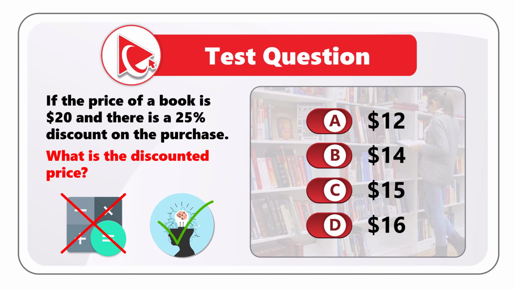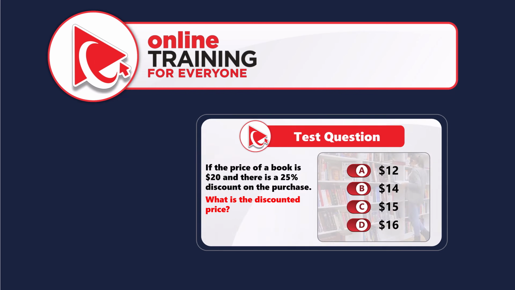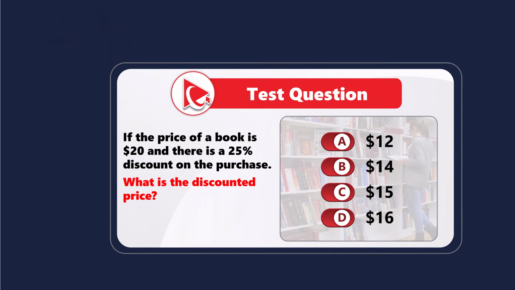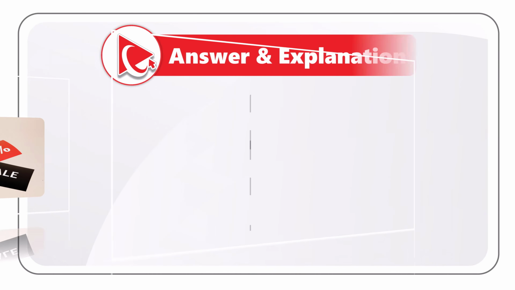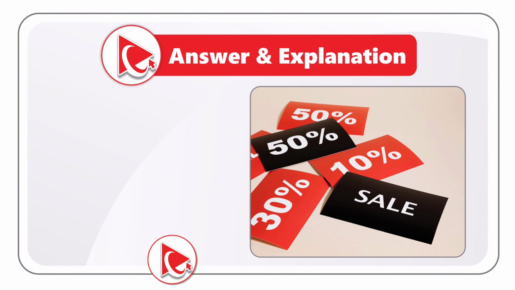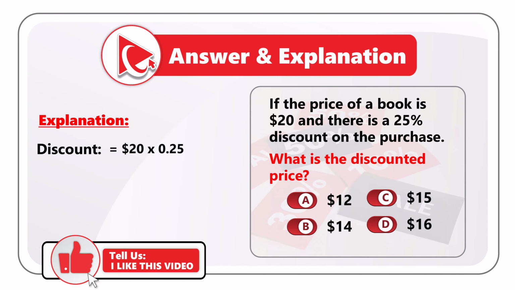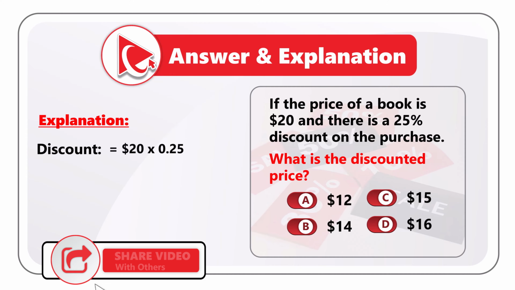Are you ready? Because I am moving forward to share with you my version of the answer. And obviously, if you have a better way to solve it, please make sure to post in comments. The first step to solve this challenge is to calculate the discount. Discount is calculated as original price, $20, multiplied by a quarter, 0.25.